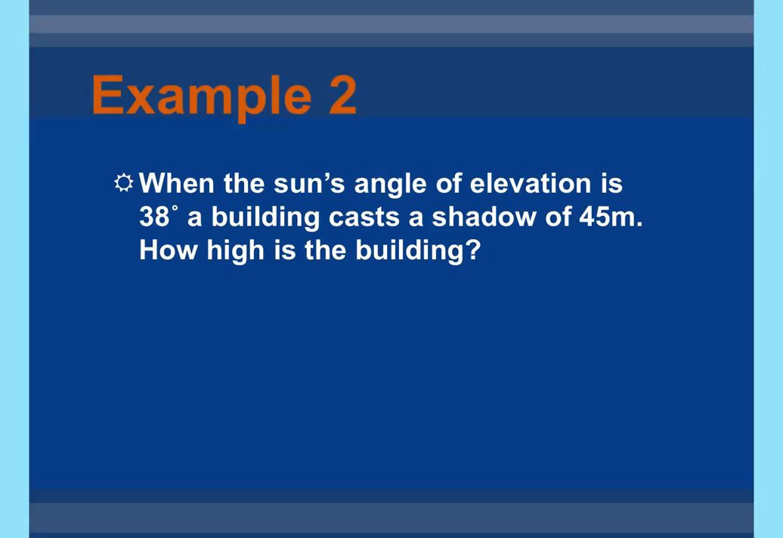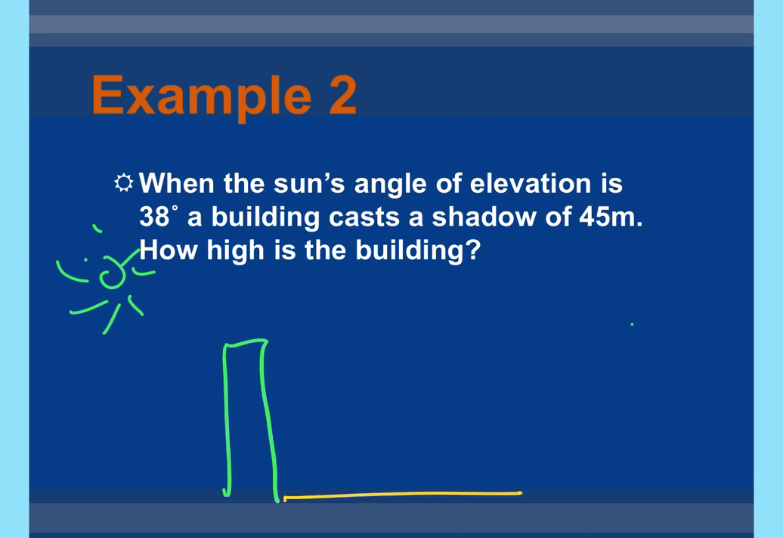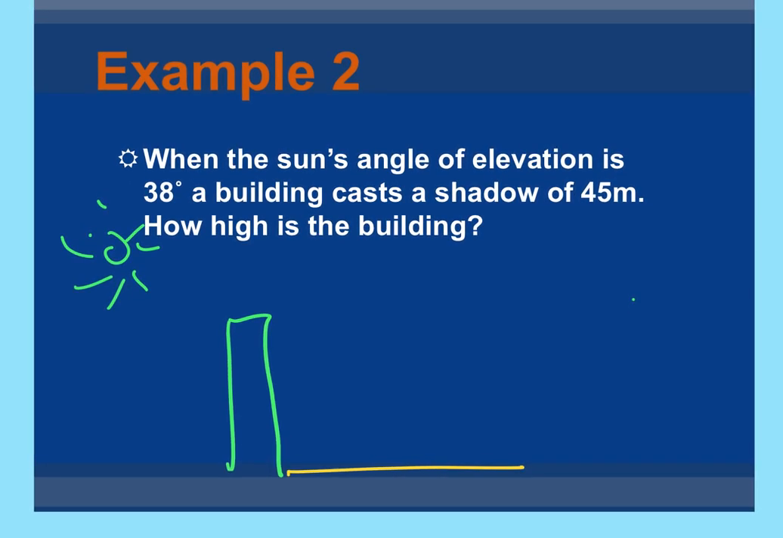All right, this one says when the sun's angle of elevation is 38 degrees, a building casts a shadow of 45 meters. How high is the building? So we start with the building. If I have a building and then I have the sun, which direction would the shadow go? That way. It would be here, right? So this has a shadow of 45 meters.